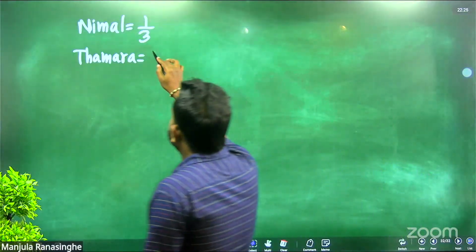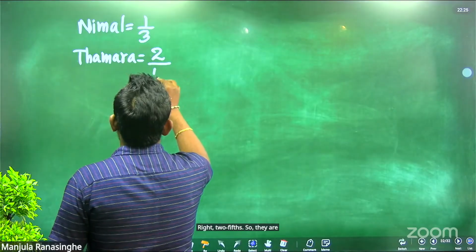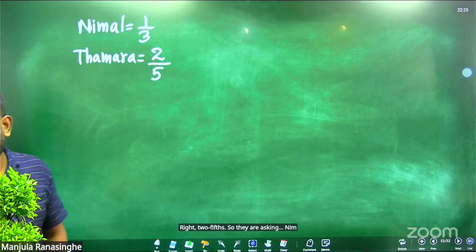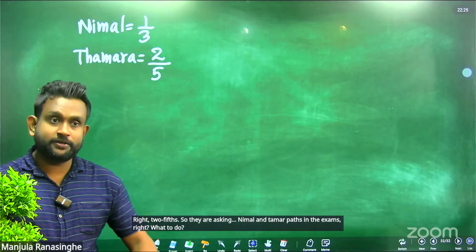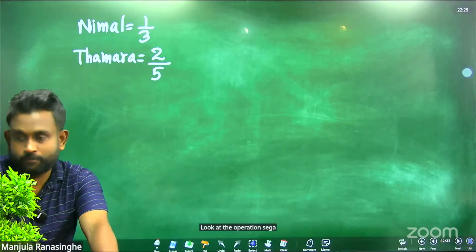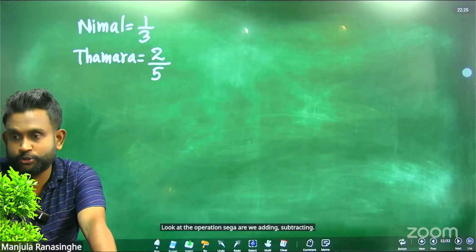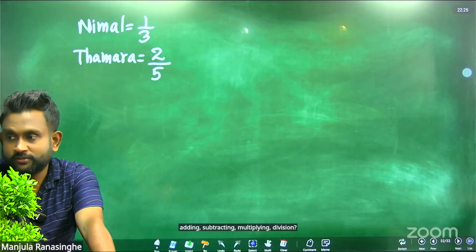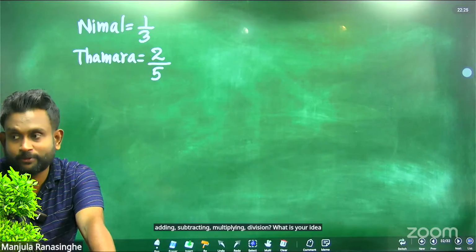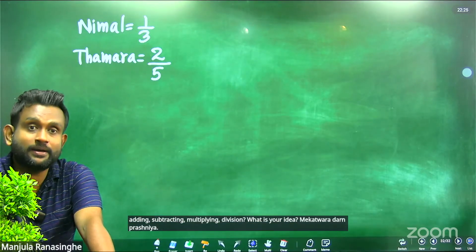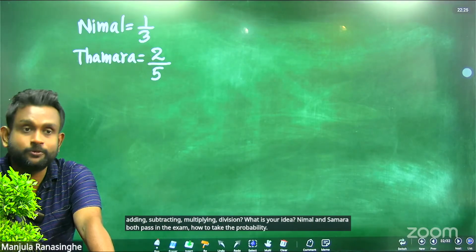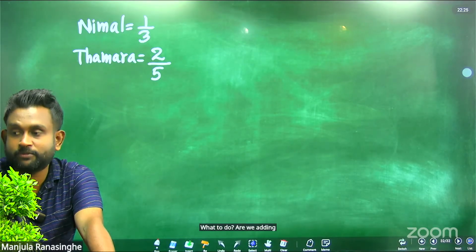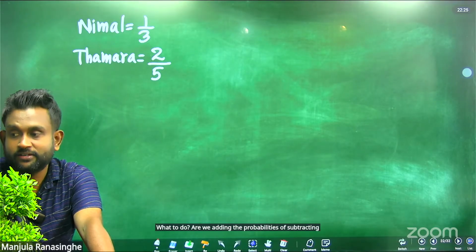Right, 2/5. So they are asking Nimal and Thamara both passing the exam, right? What to do? What operations are we using: adding, subtracting, multiplying, division? What is your idea? This is a probability question. Nimal and Thamara both pass in the exam. How to take the probability? Are we adding the probabilities, subtracting, multiplying or dividing? Tell me.